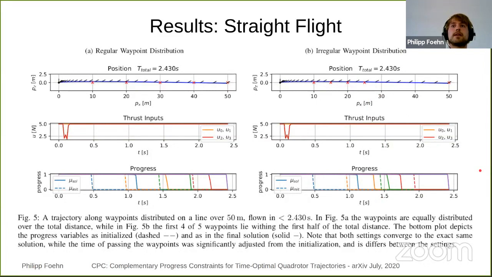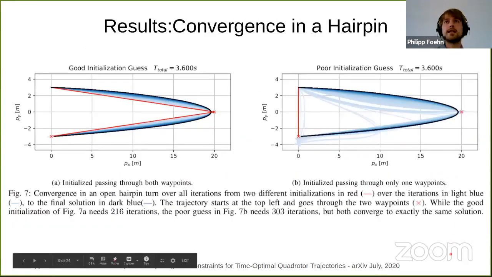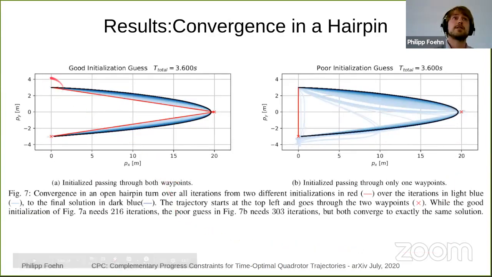Now, we can go one step further and ask the question, well, isn't that probably very initialization dependent? So we did a bit of convergence analysis on a scenario where we fly from an initial condition at the top left here to a first waypoint on the right-hand side, back to a second waypoint on the left-hand side. The red line here is our initial guess.